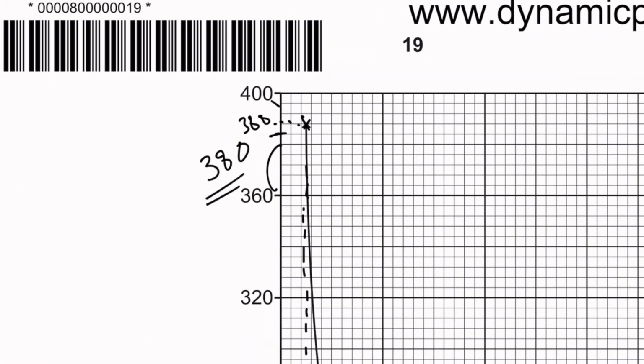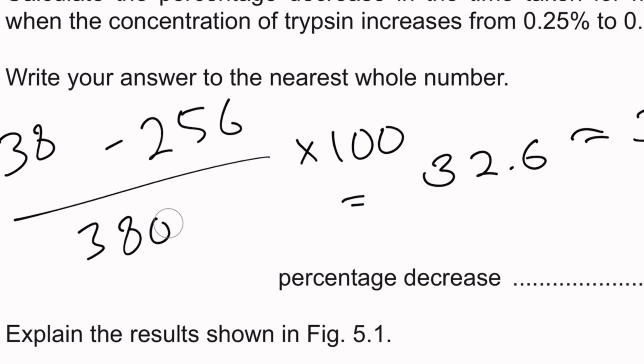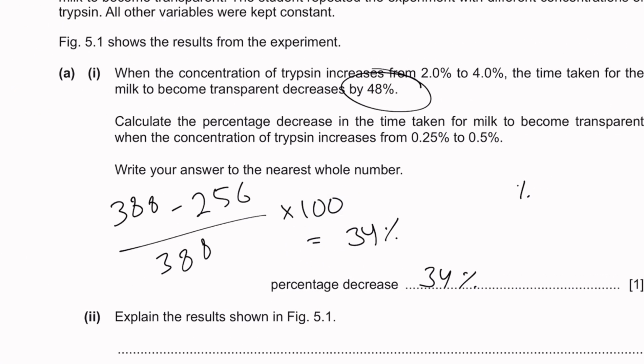However, no, it's actually 388. Oh, okay, 388 instead. So 388 minus 256 divided by 388 times 100, and that's going to be 34.02. So to the nearest whole number, it is 34%. Explain the results shown in figure 5.1.